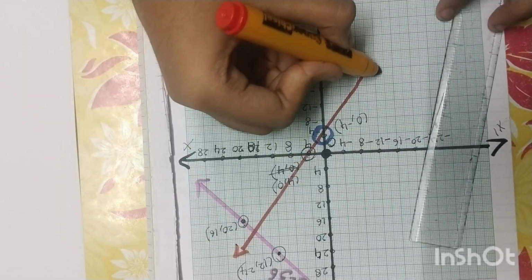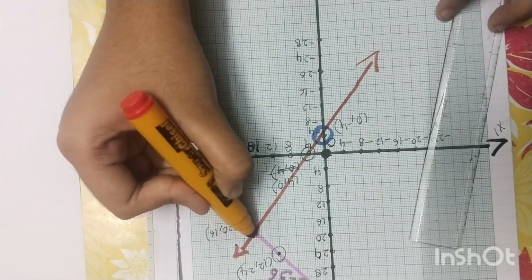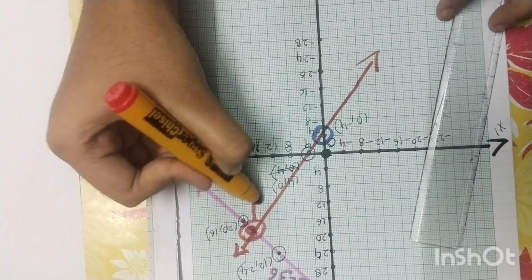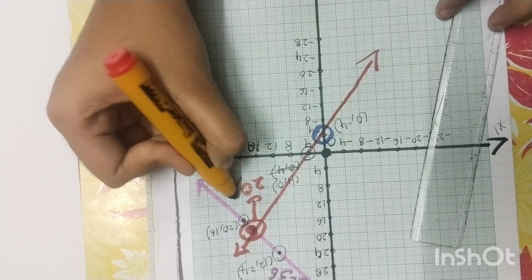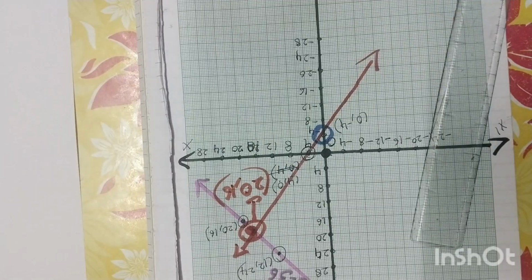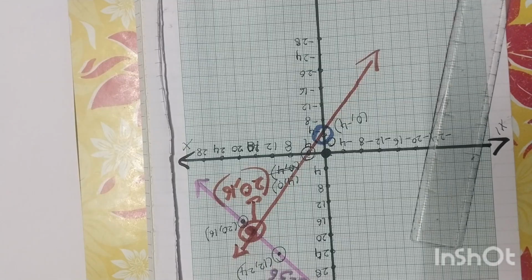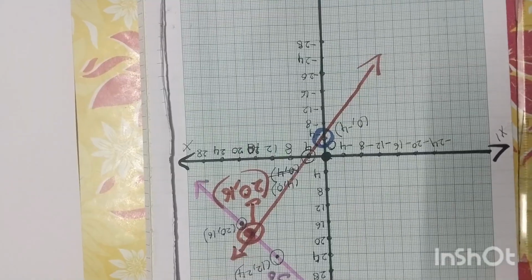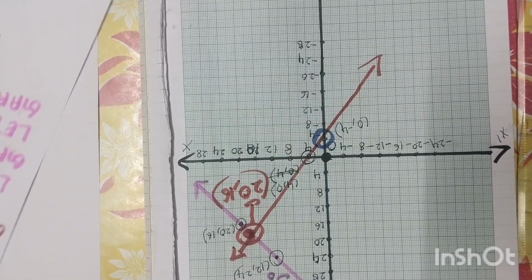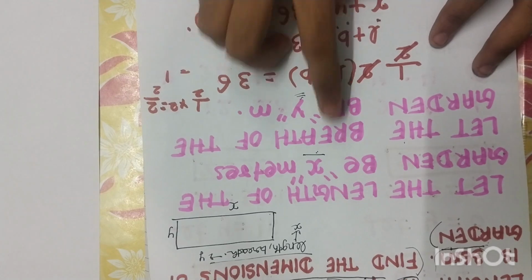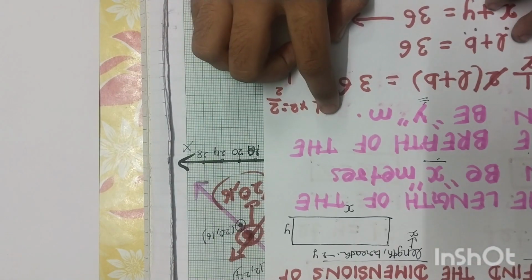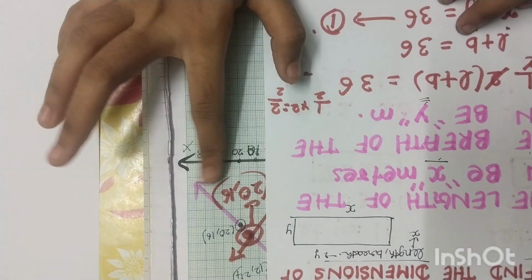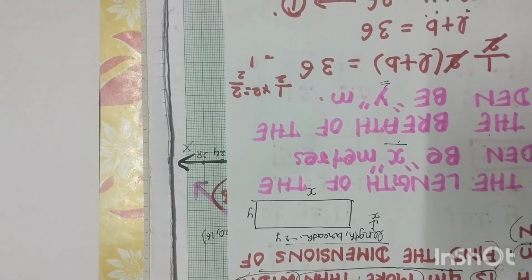So I have joined both these lines and my intersection point is at 20 comma 16. Clear? So it is 20 comma 16 is my intersection point. So this is my solution set. Okay, where 20 is x. So 20 is x, right? So instead of x here, it will be 20 meters. And y is my breadth. So instead of y, I'm going to write it as 16 meters as my conclusion. Clear?